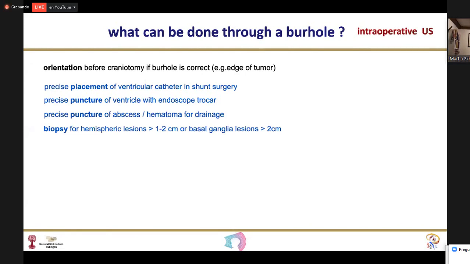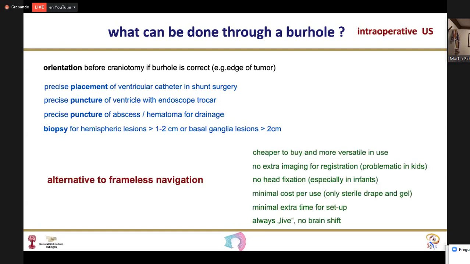I'll show you examples. You puncture an abscess or a hematoma, you biopsy a hemispheric lesion which is large enough, and therefore it is a true alternative to frameless navigation, which is much cheaper to buy and more versatile. There's no extra imaging you need for registration, and we know an MRI in a kid means maybe sedation if you don't have a navigational MRI. You don't need head fixation, you have minimal cost per use, you have minimal extra time, and it's always live. So it's a truly viable alternative to frameless navigation in many instances.